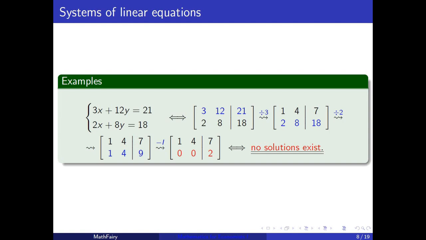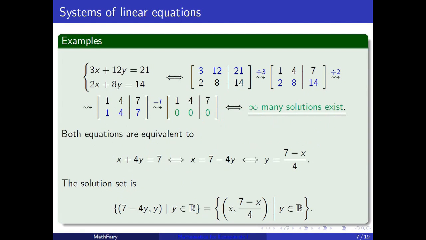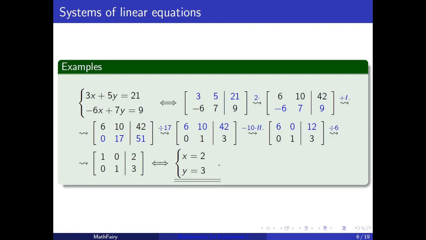So notice that in this case, the determinant would be 3 times 8 minus 2 times 12, which would of course be 24 minus 24, which is 0, in which case here no solutions exist, and here with the same coefficient matrix we had an infinite number of solutions. Whereas in the first example, the determinant of the coefficient matrix would be 3 times 7 minus 5 times negative 6, which would of course not be 0 because we are adding two positive numbers together, and in this case we had a unique solution.